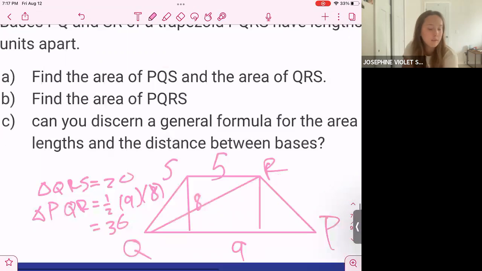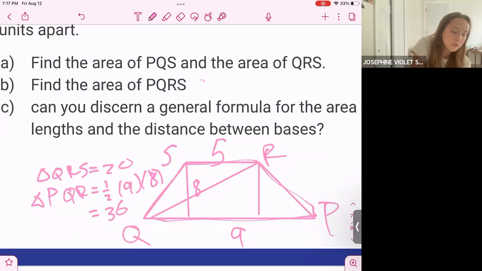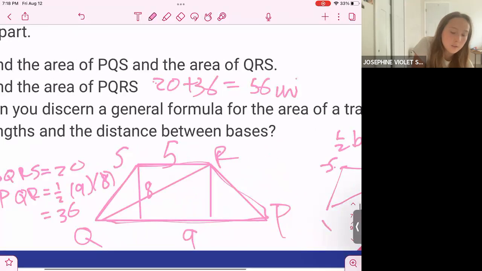So to find the area of the whole trapezoid, we have everything we need, because the whole trapezoid is just the sum of the 2 triangles. So this trapezoid would be 20 plus 36, which is equal to 56, let's say, units squared.